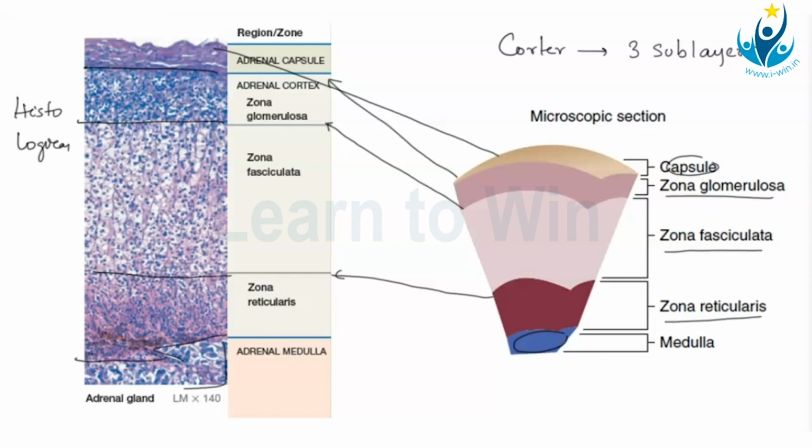Each sub-layer of the cortex is useful in producing many hormones, which are called corticoids. Whatever hormones come from the adrenal cortex are called corticoids because they come from the adrenal cortex. Let's see what those are.